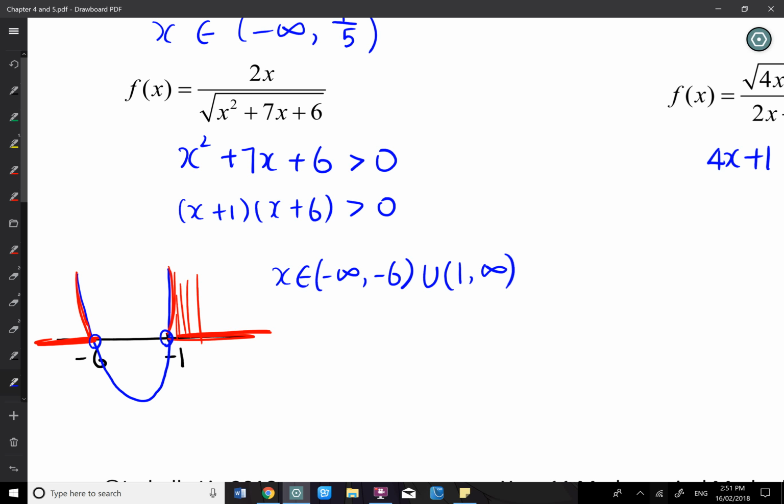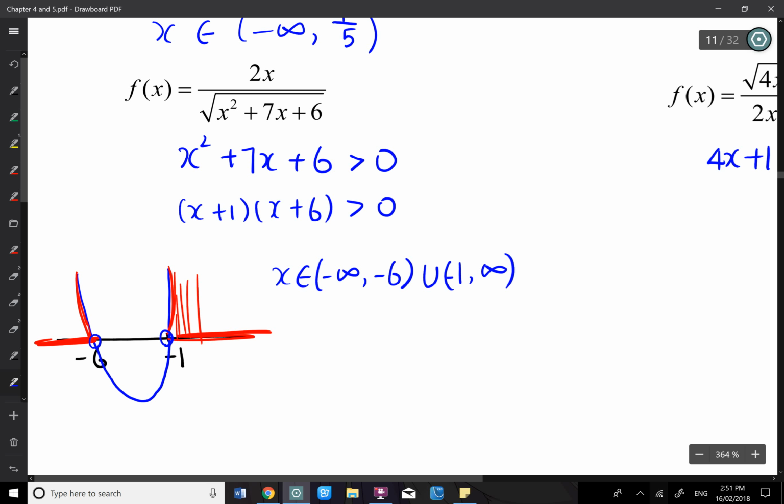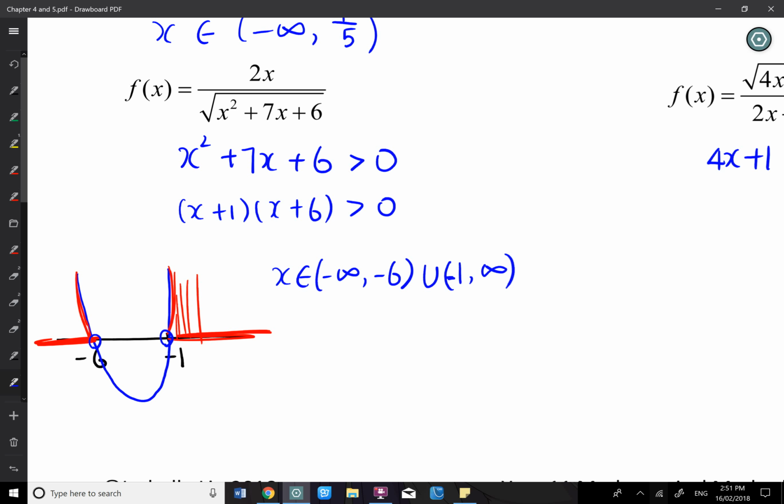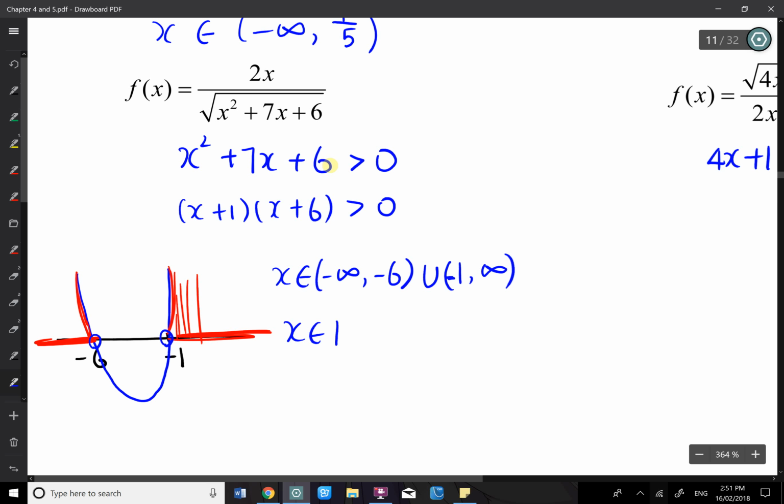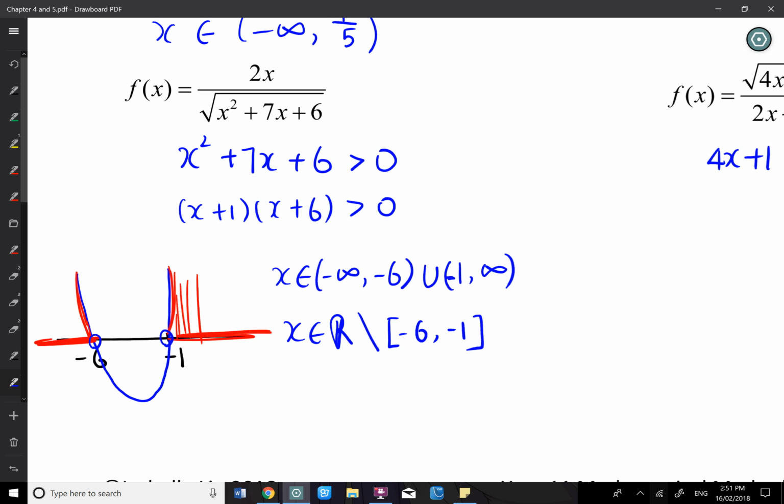Negative 1, yeah, it's negative 1. Yes, thank you. There's another way we can do it, which is a little bit harder. I'm not really recommending it, but some people really like this method of writing intervals. So I can say x belongs to R except negative 6 and negative 1, inclusive of negative 6 and negative 1. The part I don't want is the middle part, from negative 6 to negative 1.